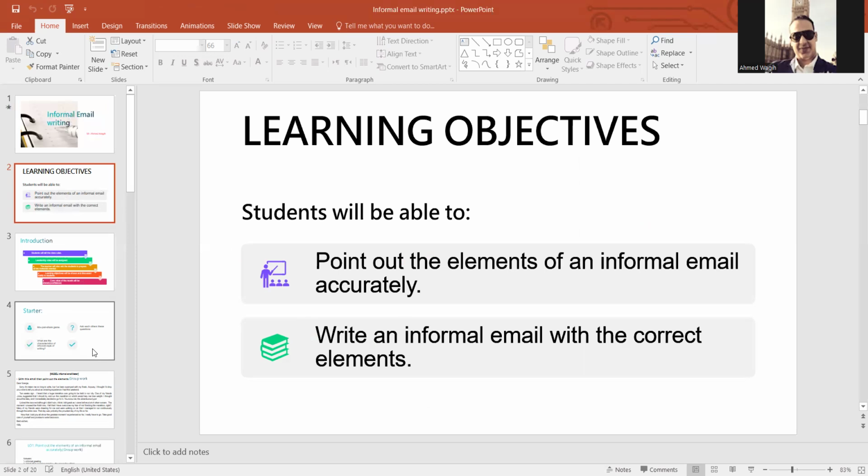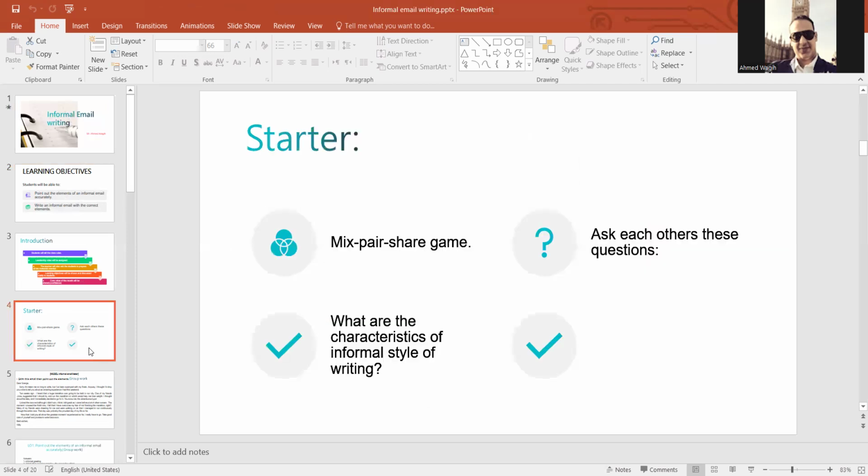But before we start, I'd like to ask you a question. What are the characteristics of informal style of writing? If you're going to write an informal task, what are the characteristics that you're going to focus on when you write this task? What do you need to add? What do you need to avoid using? What do you need to use in your writing?